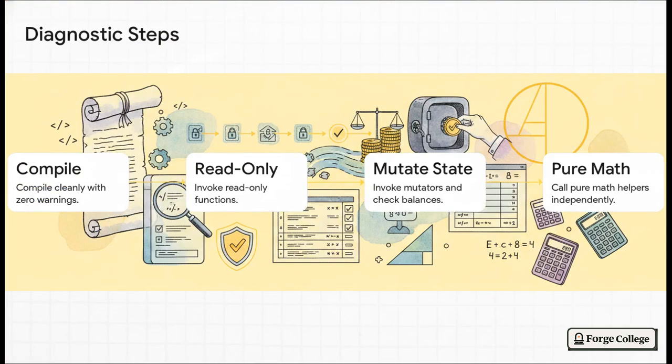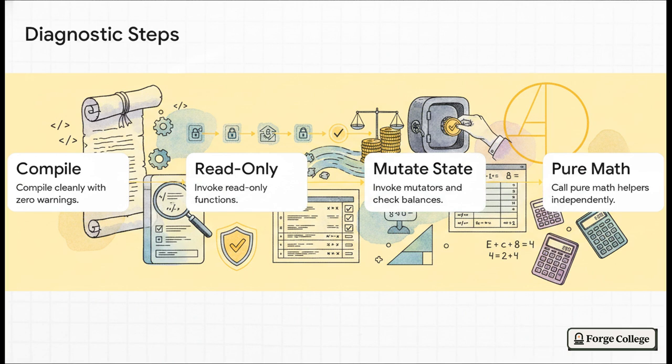Okay, so we've built our 2 modules, and now it's time to run diagnostics to make sure our visibility rules are actually holding up under pressure. The crucial point here is that we must follow a rigorous 4-step test. Step 1, compile the contract. It should compile cleanly with absolutely 0 warnings about visibility. Step 2, invoke your read-only functions, like getBalance, just to ensure they return 0 initially.